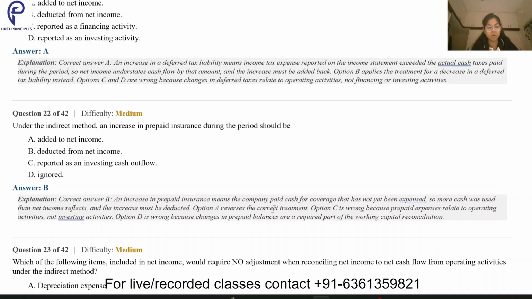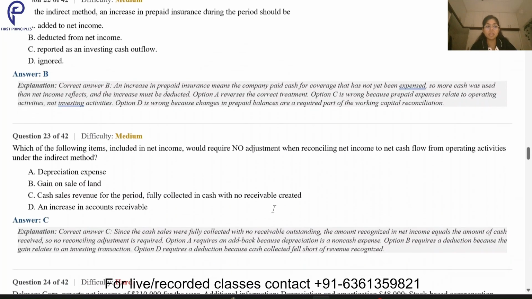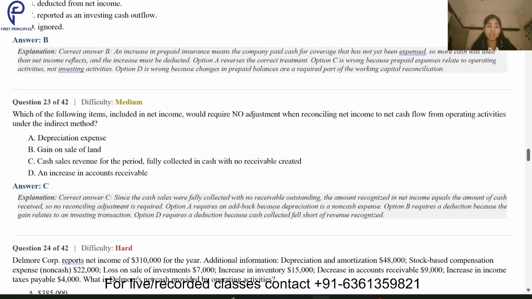Okay. Now, moving on to question number 23. Which of the following items included in net income would require no adjustment when reconciling net income to net cash flow from operating activities under the indirect method? So that means we have to find out which of the items will not be considered when we are calculating the net cash flow from operating activity from net income. So let's have a look.